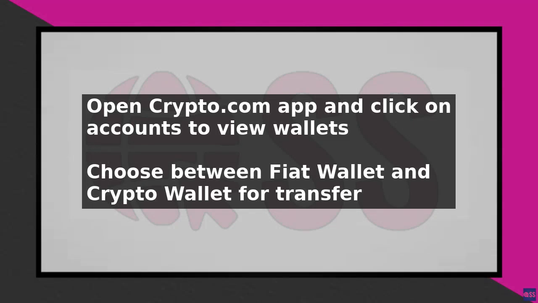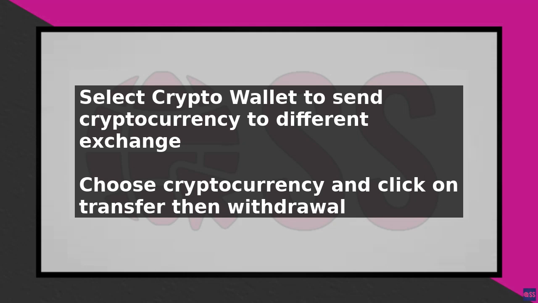To send money on Crypto.com, you can transfer funds from the platform to your bank account or a different exchange. Start by opening the Crypto.com app and clicking on Accounts, where you will see your fiat wallet and crypto wallet. The choice between these two depends on where you want to send your money.